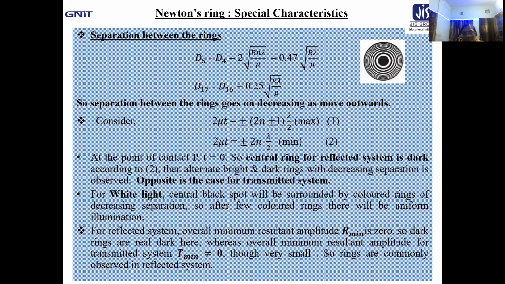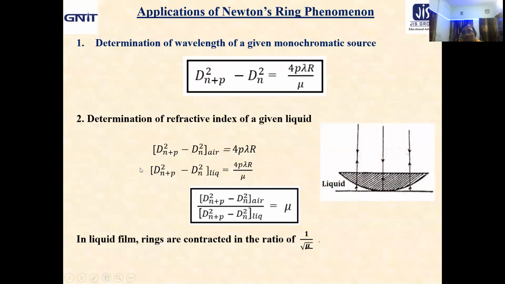Next, let us move to the applications of the Newton's ring phenomenon. There are two very important applications of the Newton's ring phenomenon. One is the determination of the wavelength of a given monochromatic source, which you will do in the first year lab. And the second one is the determination of the refractive index of a given liquid. Normally, it is done for the honors students. Now, how to determine the wavelength of a given monochromatic source? For that purpose, this formula we are going to use.